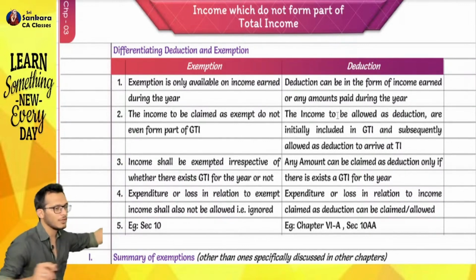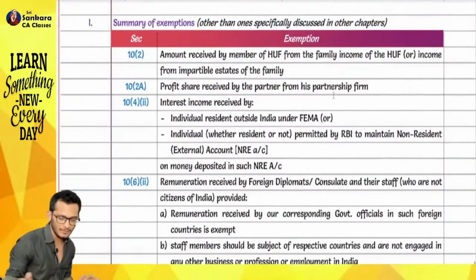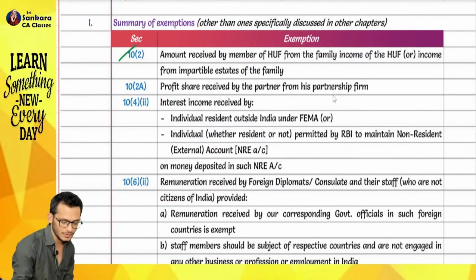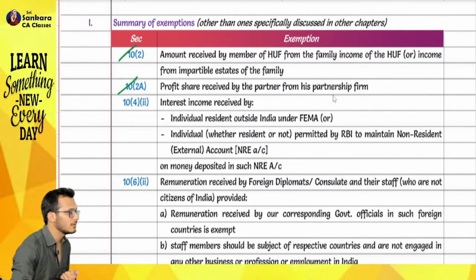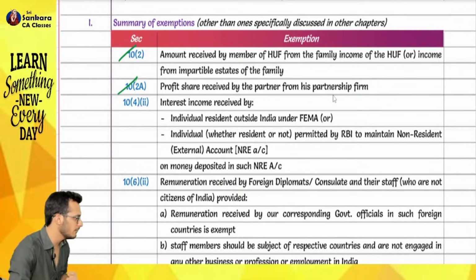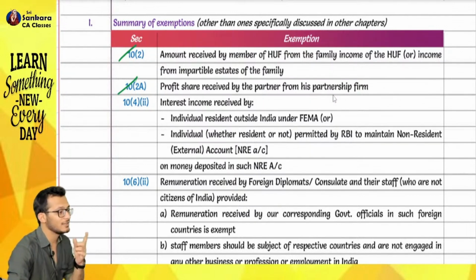Coming to what is important from an exam perspective, nothing is important except for the first item, called amount received from a member of HUF. Any amount you receive from a member of HUF will become exempt from taxes. Next one, amount received from a partner or partnership firm. Any amount received from a firm by the partner is exempt from taxes.